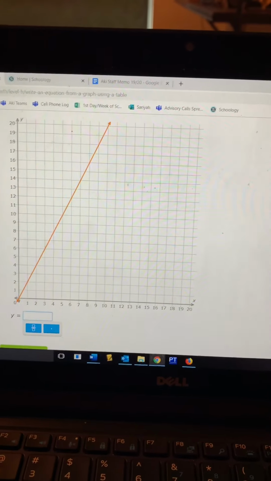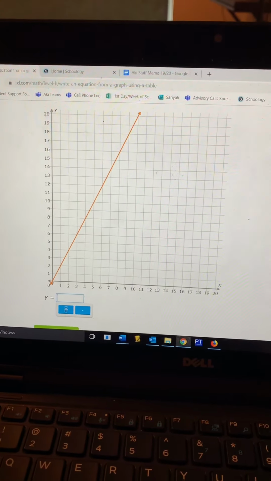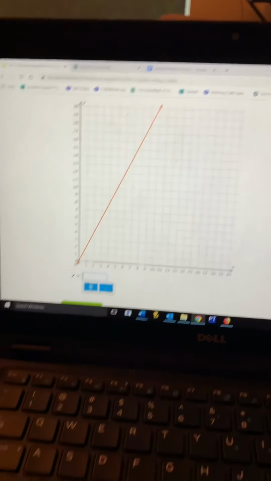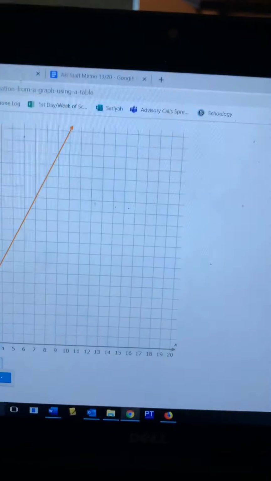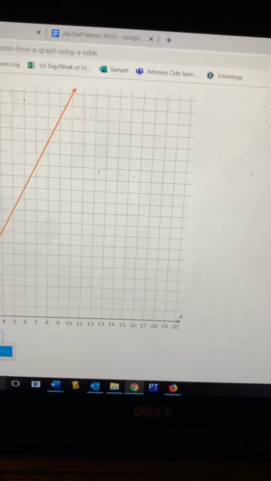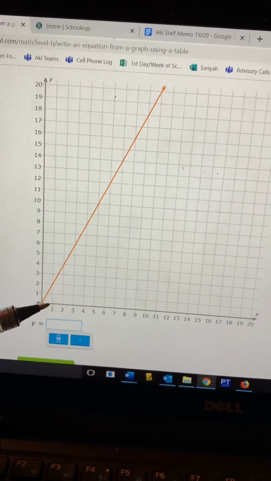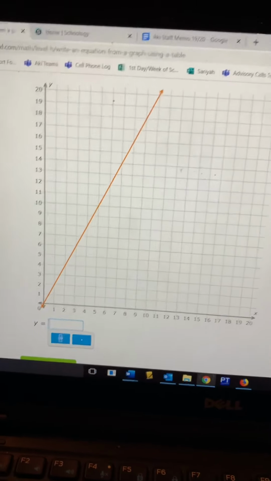So in this one, you'll notice that they don't give you a table at all. They give you a graph and then they just go straight to the equation. So what I'm going to do is make my own XY table and that'll help me write the equation. So let's pick some points that are very clear on this graph. So right here, that point is over 1 up to 2. So we have 1, 2. I'm going to write that in my table.